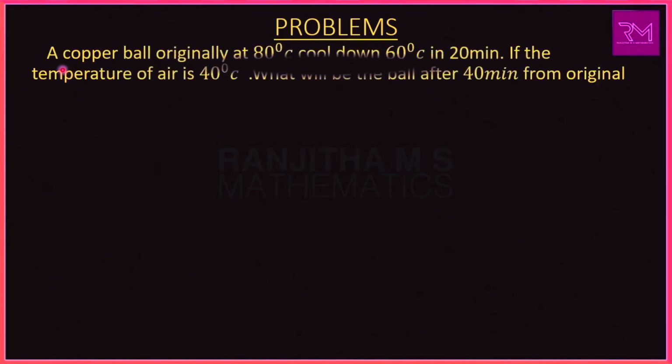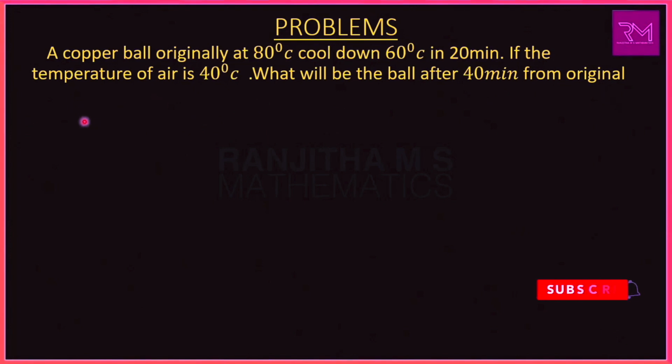of cooling. Here is the first problem. A copper ball originally at 80 degrees Celsius cooled down to 60 degrees Celsius in 20 minutes. If the temperature of air is 40 degrees Celsius, what will be the temperature of the ball after 40 minutes from the original? Here we have to solve the problem according to Newton's law of cooling.